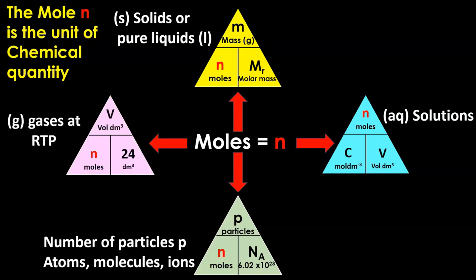ions, etc. The last relationship is a very restricted one, and this is the simple relationship we use for gases, but very specifically gases at room temperature and pressure. The very simple idea that 1 mole of any gas occupies 24 cubic decimeters or 24,000 cubic centimeters at room temperature and pressure. Room temperature, of course, is 25 degrees C, 298 Kelvin, and 100 kilopascals. That's the pressure, 1 atmosphere.